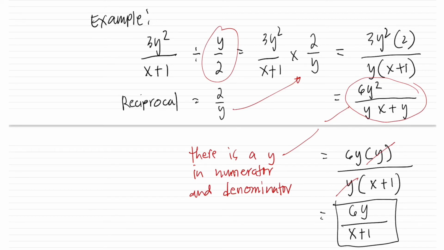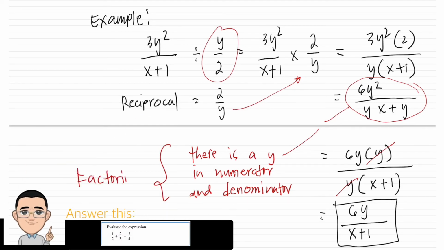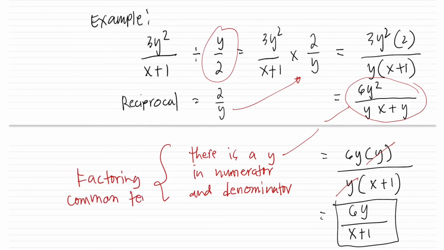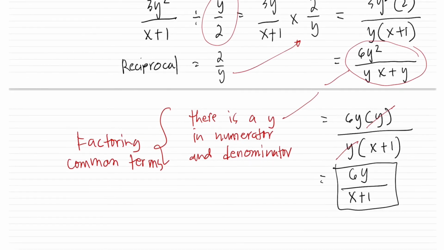Again, how do we get rid of this? We use factoring common terms. That's how we are going to simplify our equation further. We don't settle for 6y squared over yx plus y, because we can still find a y in the numerator and denominator, so we have to cancel it out. So our final answer would be 6y over x plus 1.